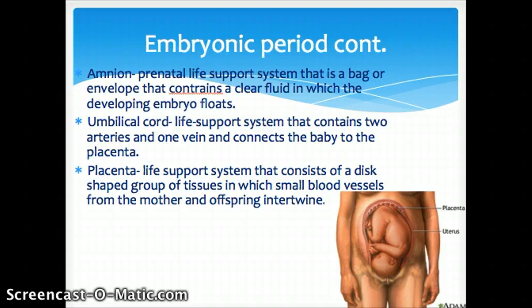Still in the embryonic period is when the life support systems are developing: the amnion, umbilical cord, and placenta. The amnion is like a bag that contains clear fluid in which the embryo floats. This is the environment of the baby that stays at a comfortable temperature. Next is the umbilical cord. It contains 2 arteries and 1 vein, which is connected to the placenta. The placenta is a group of tissues where small blood vessels from the mother and the offspring intertwine, but they do not join.